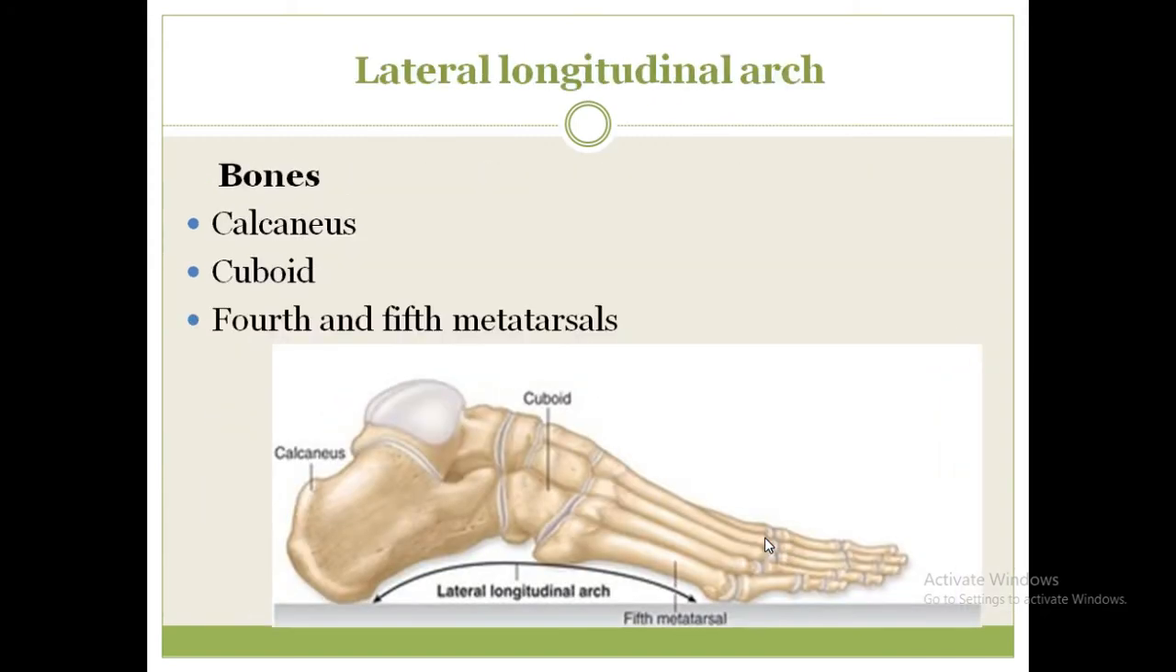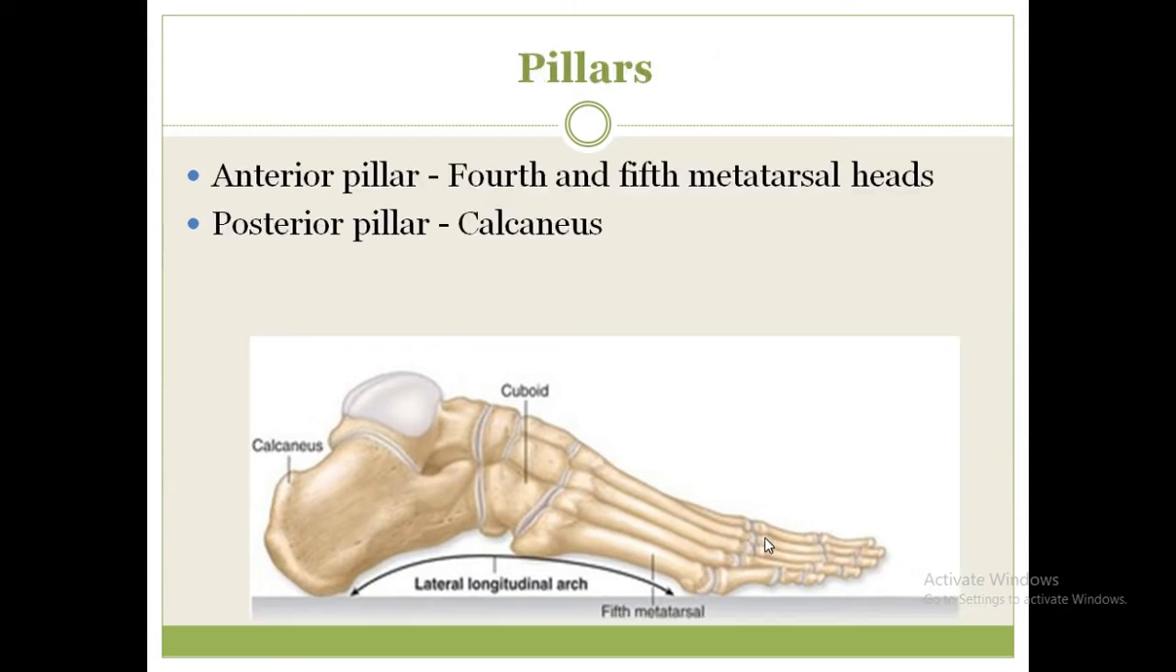So the lateral longitudinal arch, which is formed by the calcaneus, cuboid, and fourth and fifth metatarsals, has pillars on which it rests. That is, the anterior pillar is formed by the fourth and fifth metatarsal heads, whereas the posterior pillar is formed by the calcaneus.